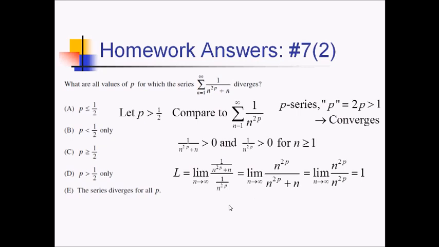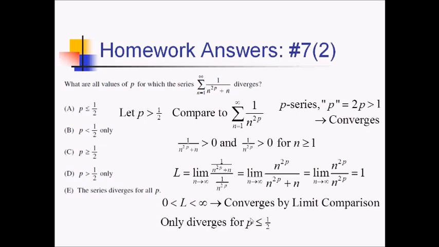This is a positive finite number. Since this is a value between 0 and infinity, and since the comparison here converged, I can say this original is also going to converge by limit comparison. So it doesn't diverge. We only diverge if p is less than or equal to 1/2. We've rigorously shown that, so that's going to be answer choice A.